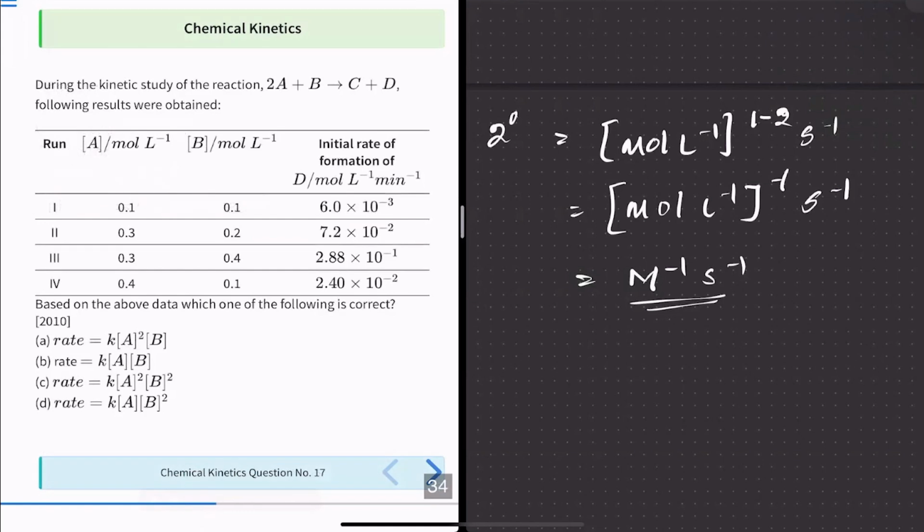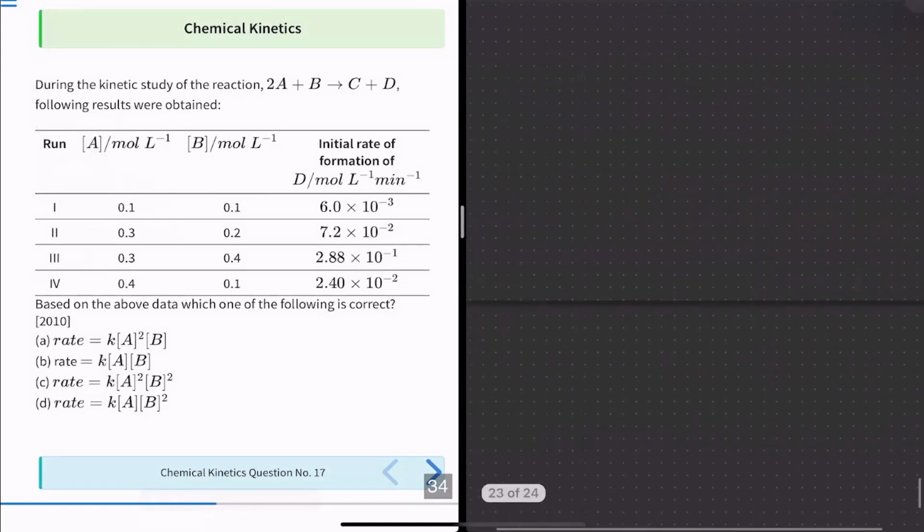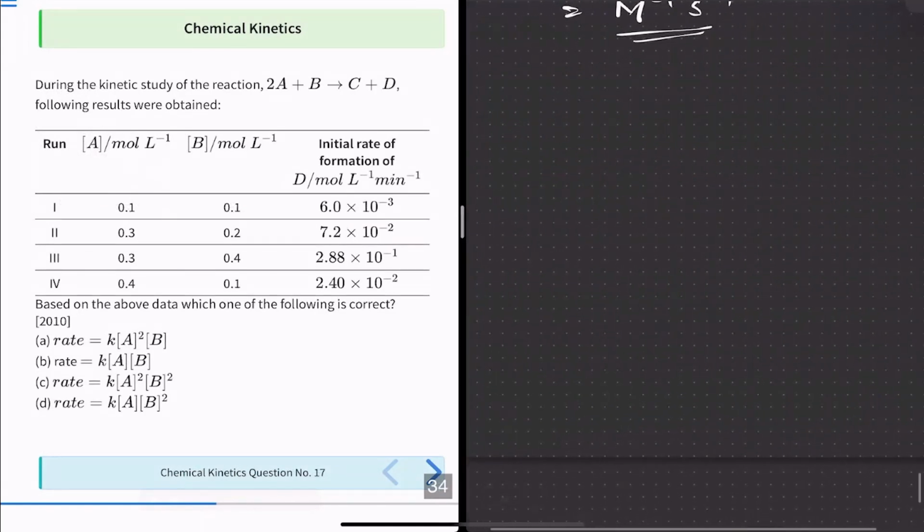So let's move on to the final question of today's session. During the kinetic study of the reaction 2A plus B giving rise to C plus D, the following results are obtained. What are the results? For the first run, the concentration of A was 0.1, the concentration of B was 0.1, and the rate is 6.0 into 10 to the power minus 3. Based on the above data, which one of the following is correct? It is asking us to find out the order.